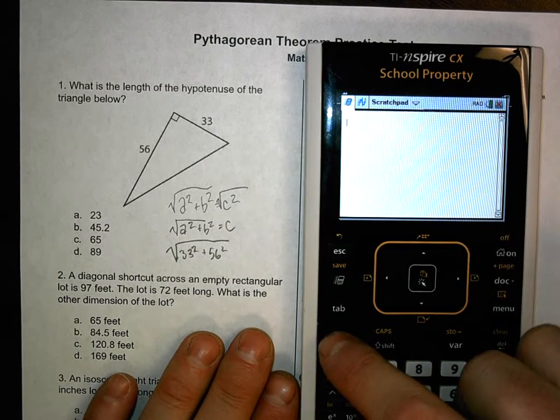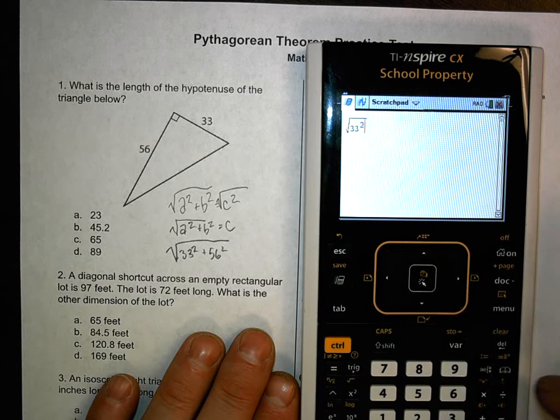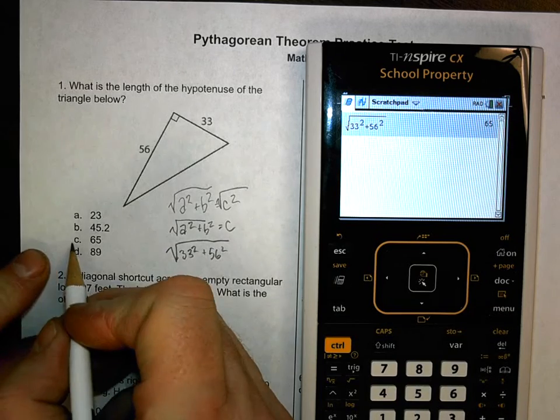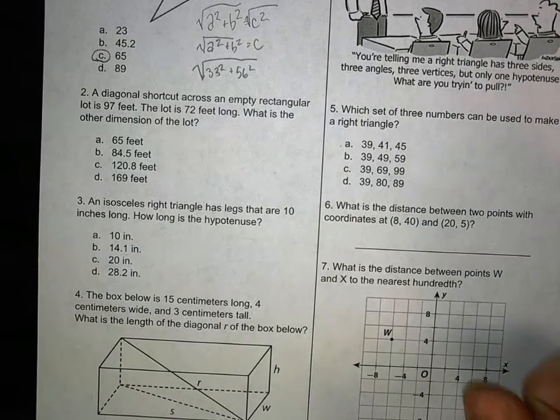All right, so I'm sticking in the square root of 33 squared plus 56 squared. I get 65, and there's my answer. The answer is C. All right, so let's look at number two.